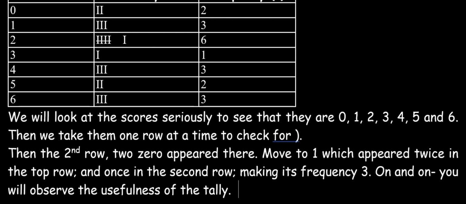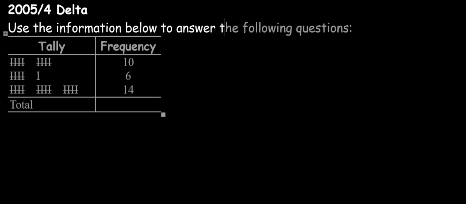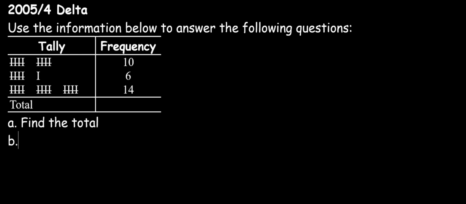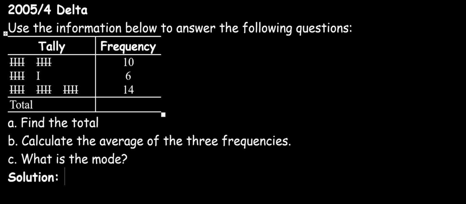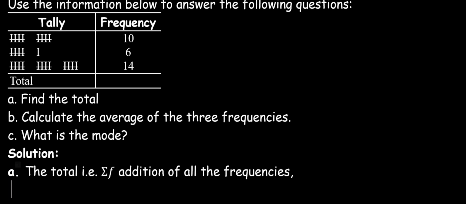Let's take another example. Use the information below to answer the following questions. From the given table: A, find the total. B, calculate the average of the 3 frequencies. C, what is the mode? Solution. The total, which is summation F, the addition of all the frequencies, will be the same as 10 plus 6 plus 14, which is equal to 30.